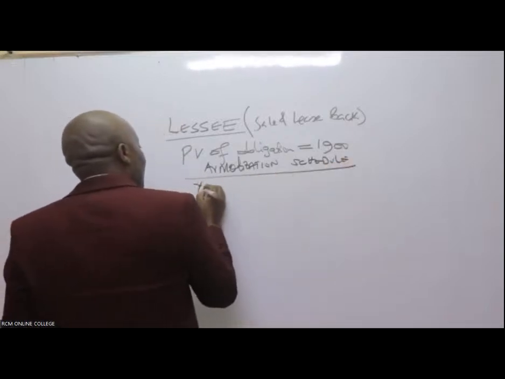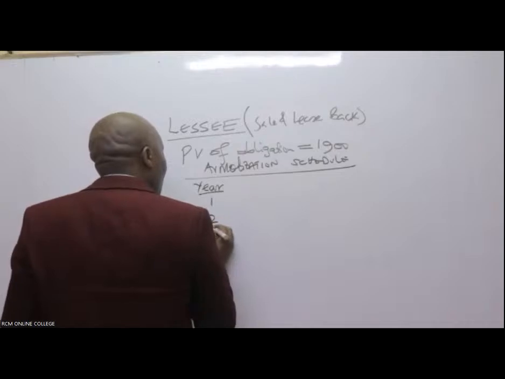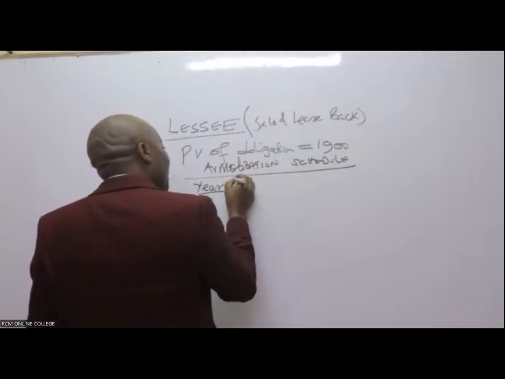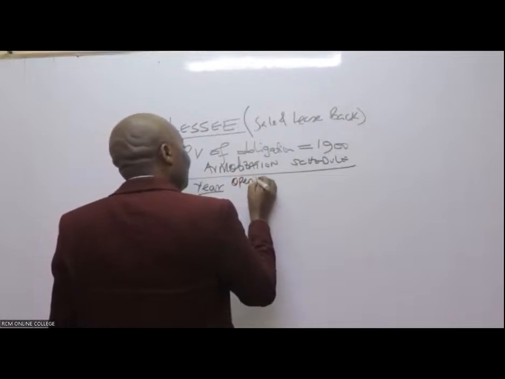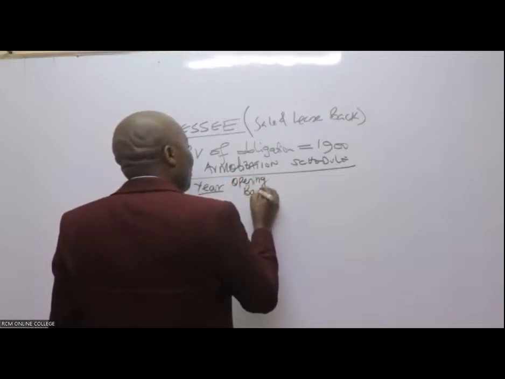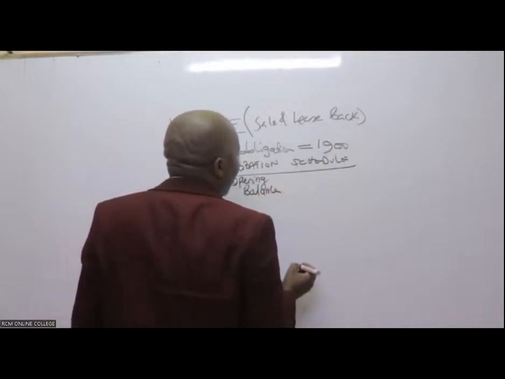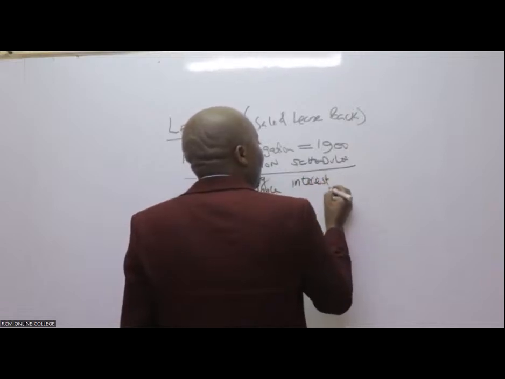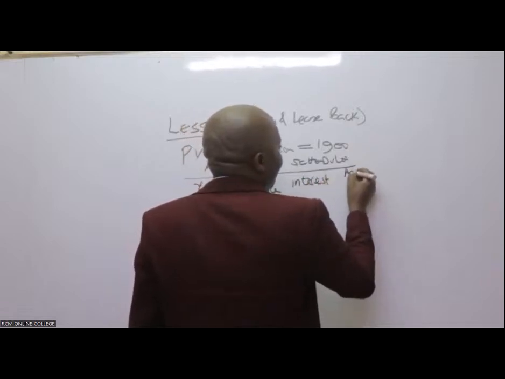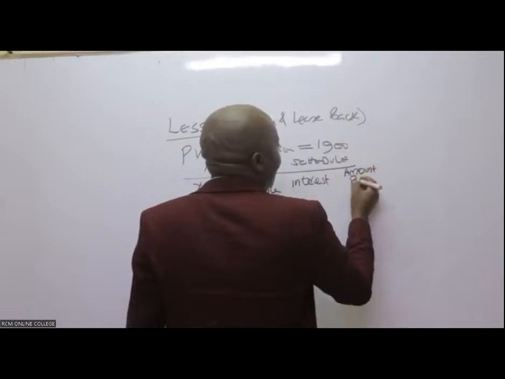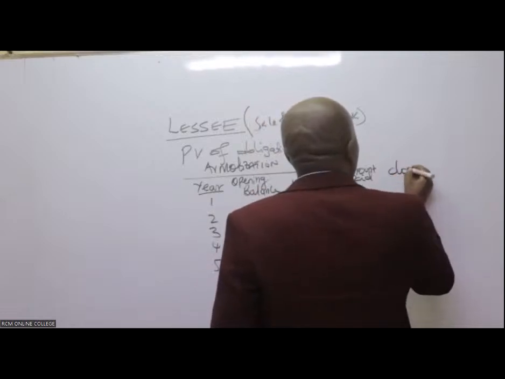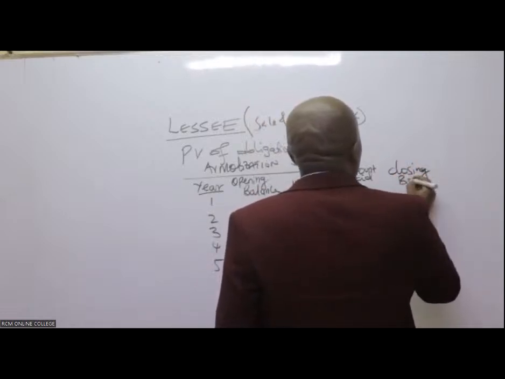So we have here 1, 2, 3, 4, 5. It's a 5-year lease. So give us the opening balance. Give us, in this case here, the interest. We have the amount paid. And then we have the closing balance here. Very easily, the closing balance.